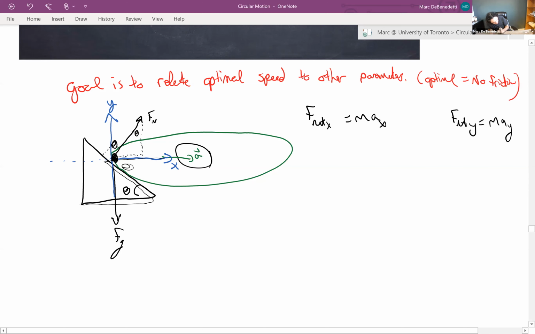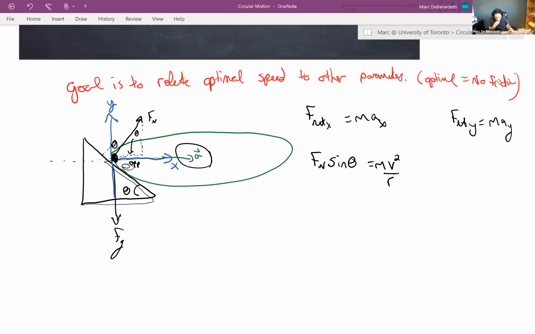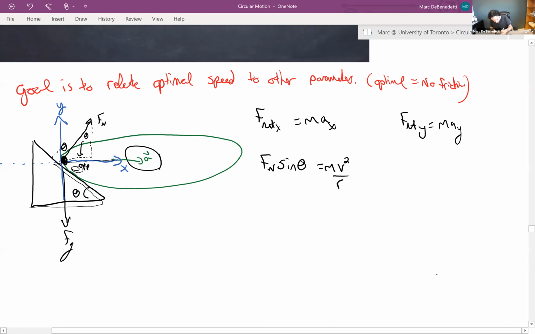So my x direction, that would be Fn sine theta, right? This would be opposite, equals m, and my acceleration in the x direction is centripetal, so v squared over r. All right, I can't go any further. Fn is not really a force that has a formula, so we've gone as far as we can. Let's look at the y direction now.